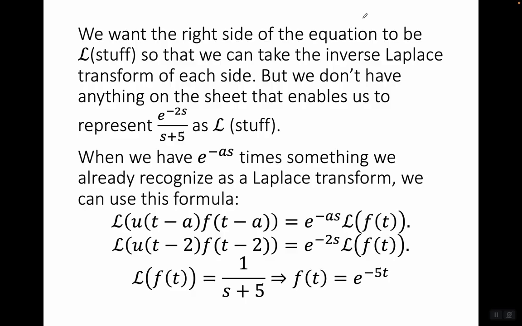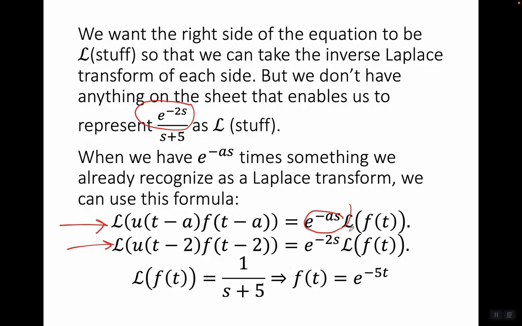However, when we have e to the negative as times something we already recognize as a Laplace transform, we can use this handy-dandy formula. The Laplace transform of u of t minus a, f of t minus a, is e to the negative as times the Laplace transform of f of t. In this case, we can see that we're dealing with a equals 2 because we have e to the negative as here, and this is e to the negative 2s here. So a equals 2. Plug a equals 2 in, we end up with this.